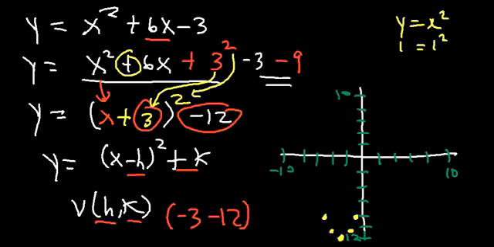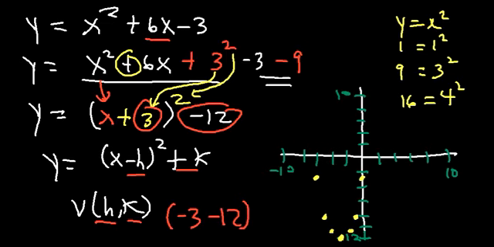Now if we go 3 to the right, 3 squared is 9. We need to go up 9. So that will take us to negative 3. And 3 to the right here, which will be at negative 6, with the y value will also be at negative 3. If we go 4 to the right, 4 squared is 16.